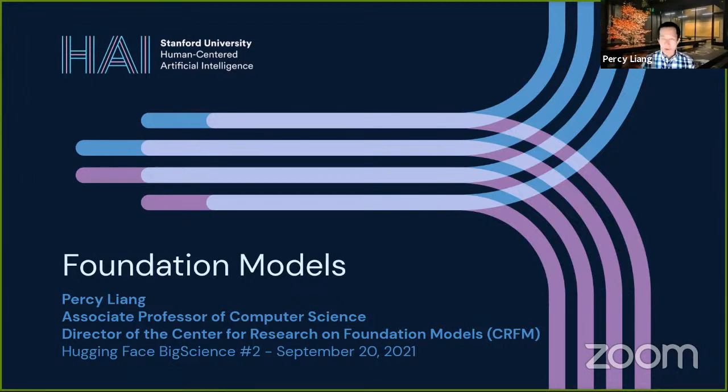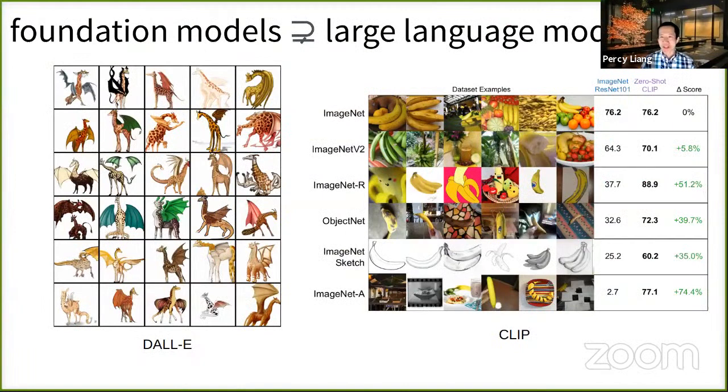So right off the bat, I want to address a common misconception. I use GPT-3 often as an example of foundation models, and people immediately think large language models. But I want to emphasize that foundation models are not just large language models. There's a broader class of models that include things like DALL-E, which can generate images from text, as well as CLIP, which embeds images in a textual space.